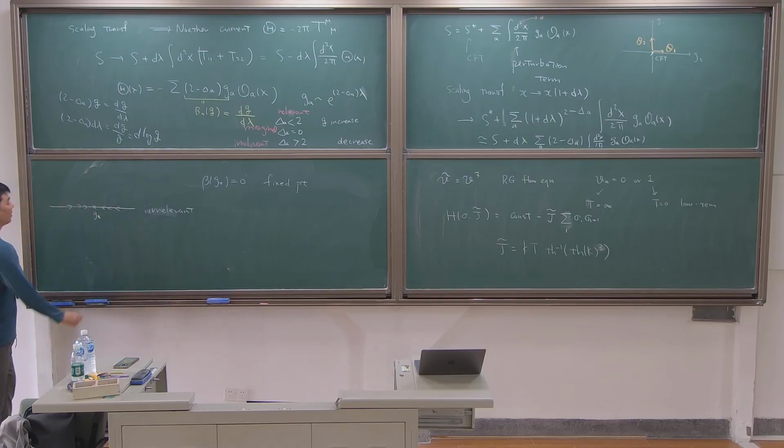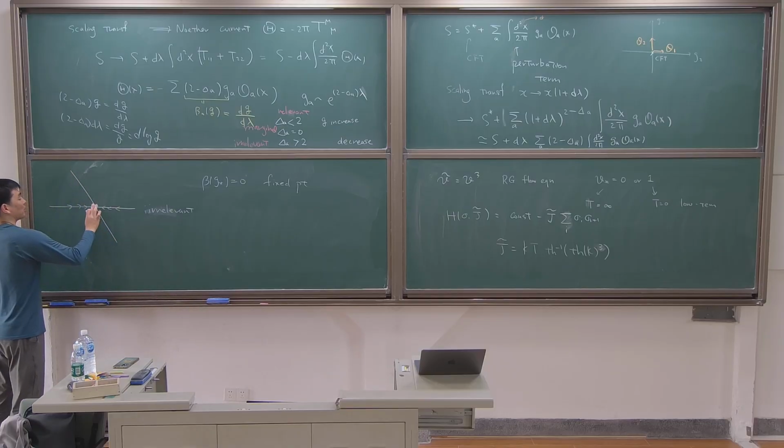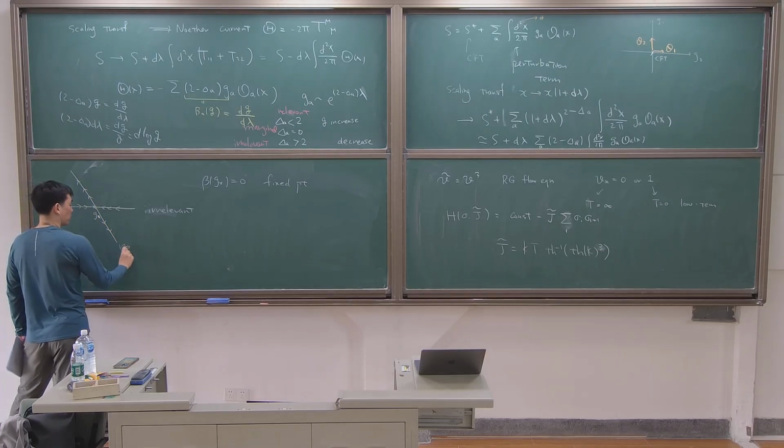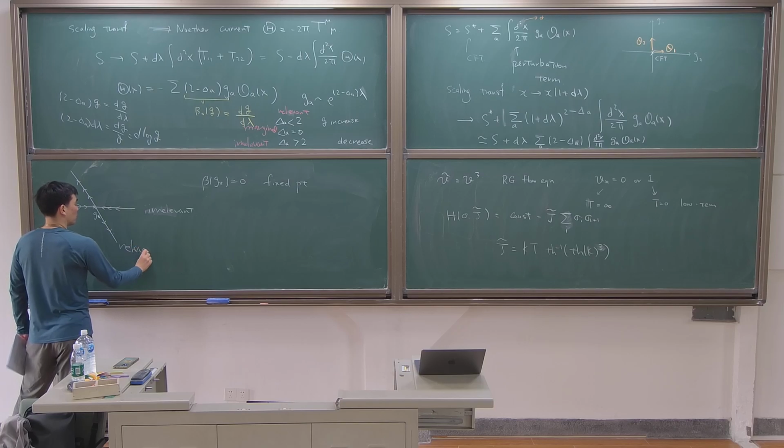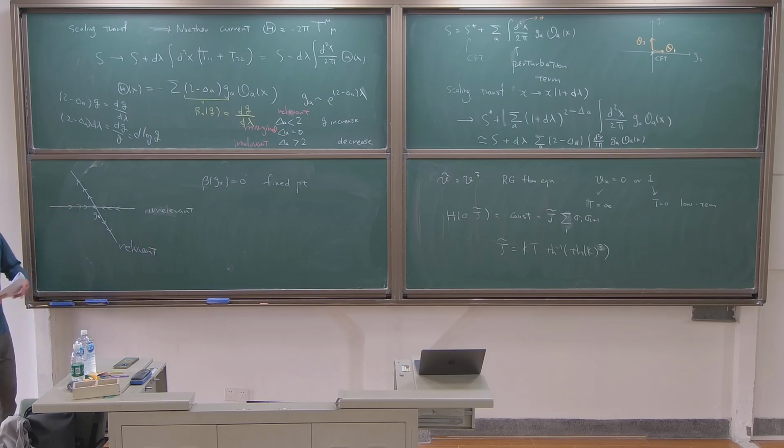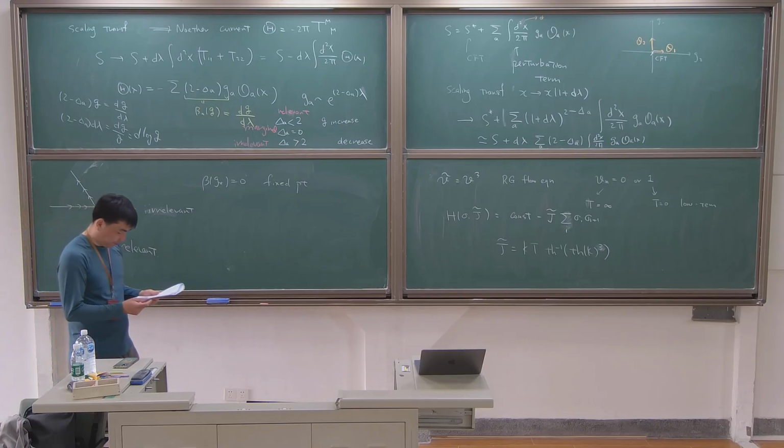On the other hand, if you look at the relevant deformation, the coupling constant becomes bigger and bigger. So this is a relevant deformation. If you turn on a relevant deformation, you won't come back to the original CFT, because the coupling constant becomes bigger and bigger. The theory will change to a different theory. Okay, so that's what is going to happen.